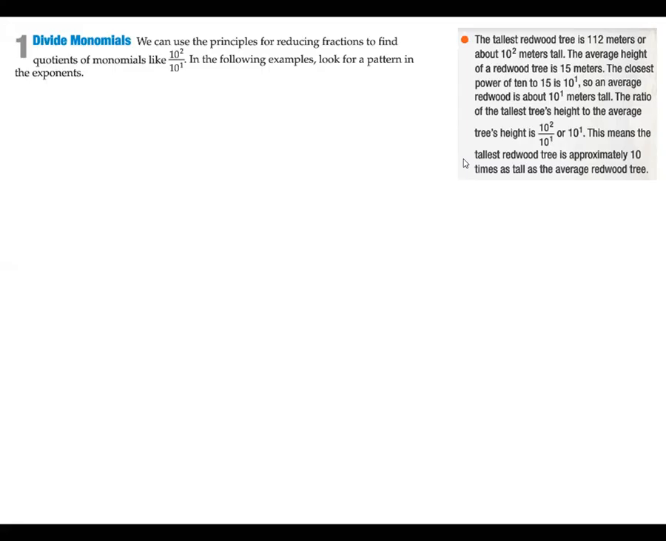So we can use the principles for reducing fractions to find quotients of monomials, like 10 squared over 10 to the first. In the following examples, look for patterns in the exponents. So if I have 2 to the 7th over 2 to the 4th, 2 to the 7th means multiply 7 factors of 2. 2 to the 4th means multiply 4 factors of 2. Since they're in a quotient, I can cancel common factors, so I cancel how many? Well, 4 sets of 2 get canceled. And so that leaves 2 times 2 times 2, or 2 cubed.